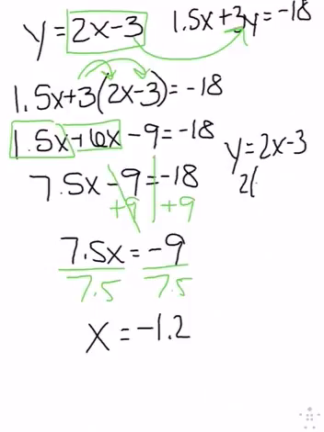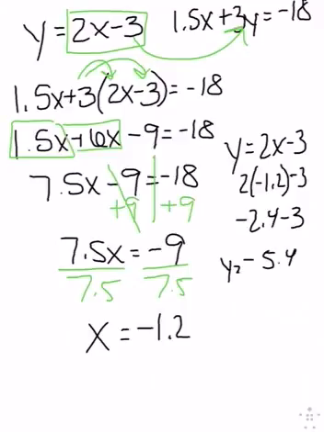I can then take that and put that back in the equation, y equals 2x minus 3. And so 2 times negative 1.2 minus 3. 2 times negative 1.2 gives us negative 2.4. Minus 3 gives us negative 5.4. Y equals negative 5.4. So our point answers are negative 1.2 and negative 5.4.